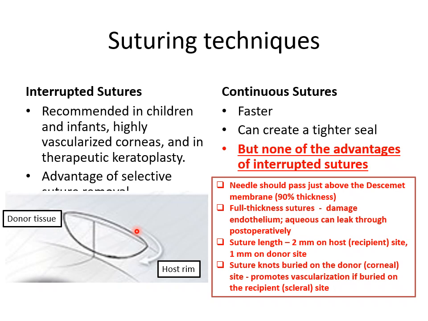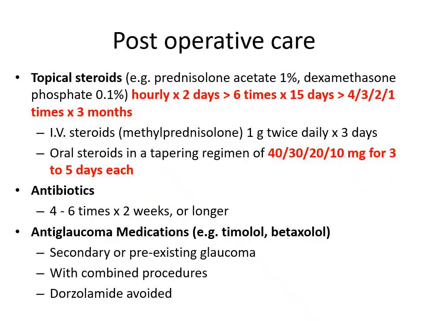Then the suture length should be 2 mm on the host or the recipient side and 1 mm on the donor side. So 1 mm here and 2 mm here, or you can say 1 mm on the cornea, 2 mm on the sclera. The suture knots are buried on the corneal side. This prevents vascularization. If you bury it here, it's going to cause more vascularization. So preferably buried on the corneal side. Those are some of the principles one has to keep in mind while suturing.